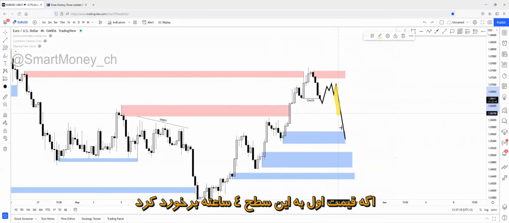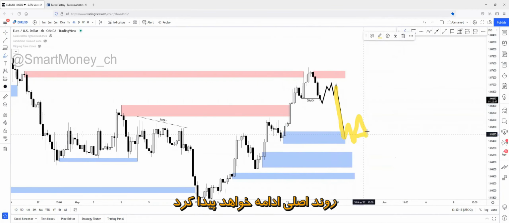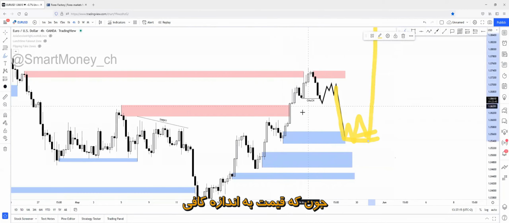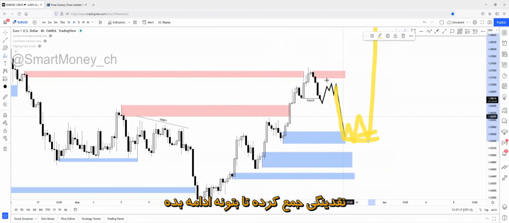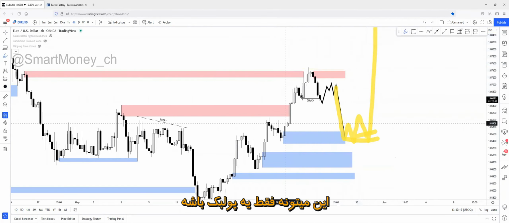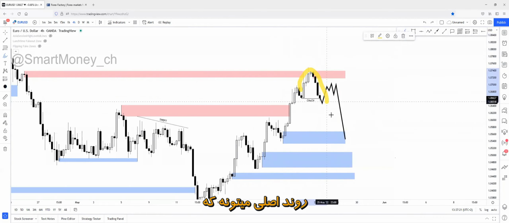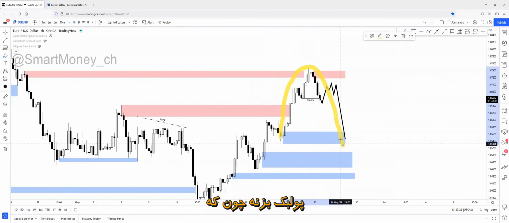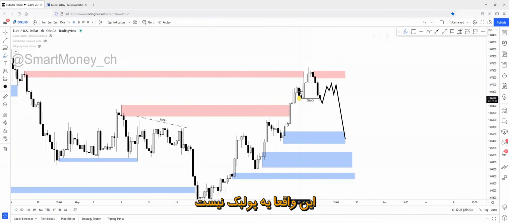If price taps this 4-hour zone first, and there will be a 15-minute change of character, then the main trend will be continued because price has collected enough liquidity to continue the overall main trend to the upside. Because this could be just a pullback of the main trend. This could be just a pullback of the main trend because, as you can see, this isn't a real pullback.